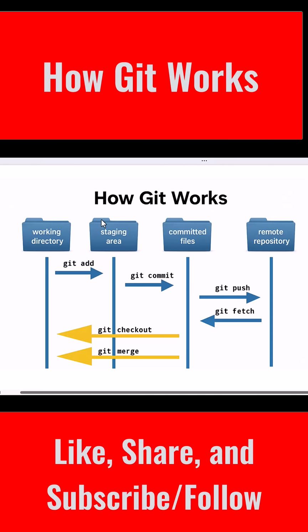Now let's walk through how Git actually works using a simple step-by-step diagram. We'll start on the left with your working directory. This is where your project lives. It's just a normal folder on your computer. When you create or edit a file, it starts off as untracked. That means Git knows the file exists, but it's not keeping tabs on it yet.